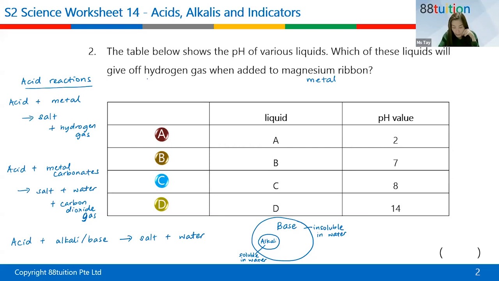So in this case, they want you to find something that gives off hydrogen gas. This is the reaction we are looking at, the first reaction. So you need to find an acid to react with magnesium ribbon. So which of these is an acid? That will be just liquid A because pH is 2. Okay, take note for the acids, pH is less than 7.